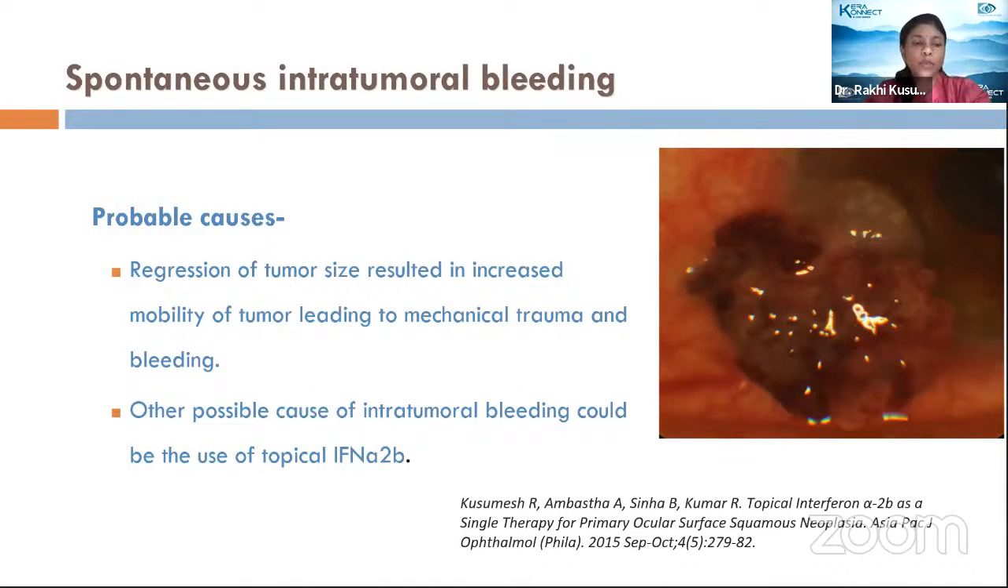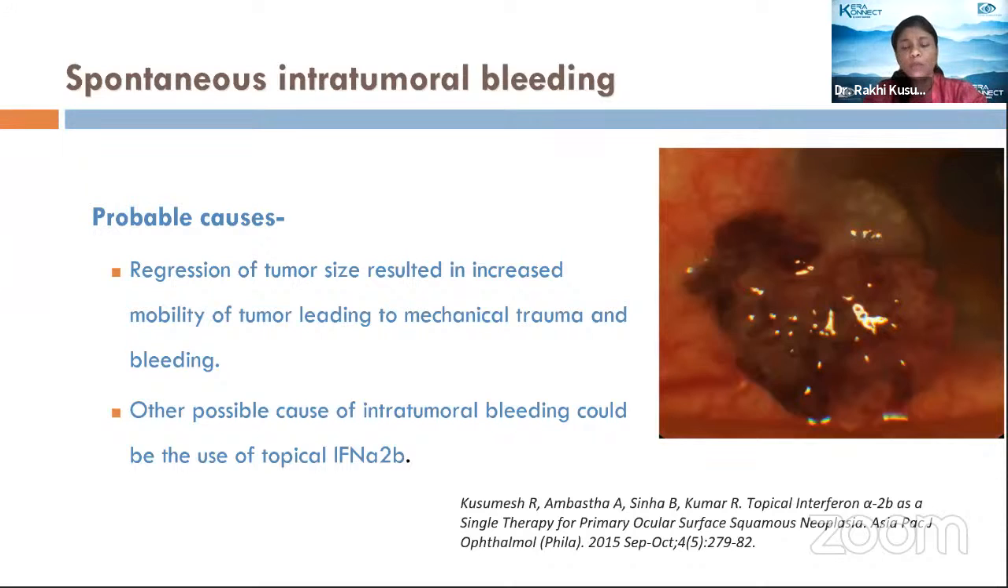So we kept two thoughts as probable causes for this event of intratumoral bleeding. One was that it could be a complication of topical interferon alpha 2b, but we failed to find any possible association of interferon 2b with any kind of intratumoral bleed in the literature. And the second one was maybe due to mechanical trauma.